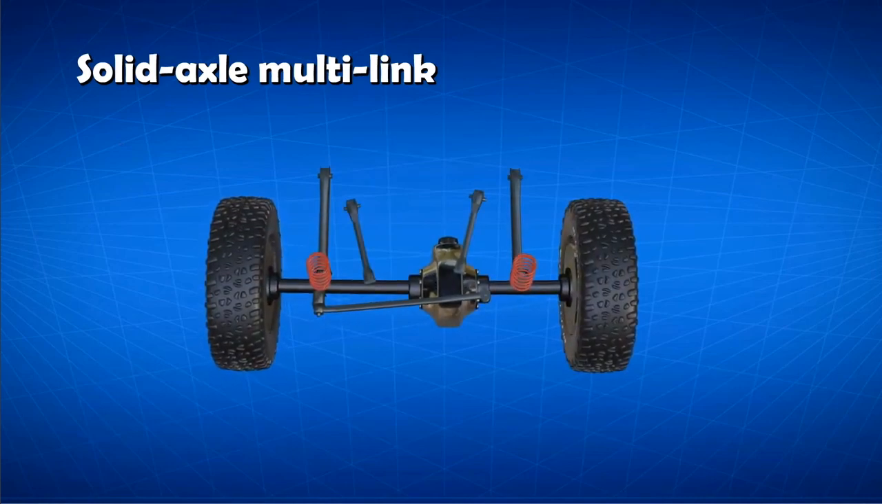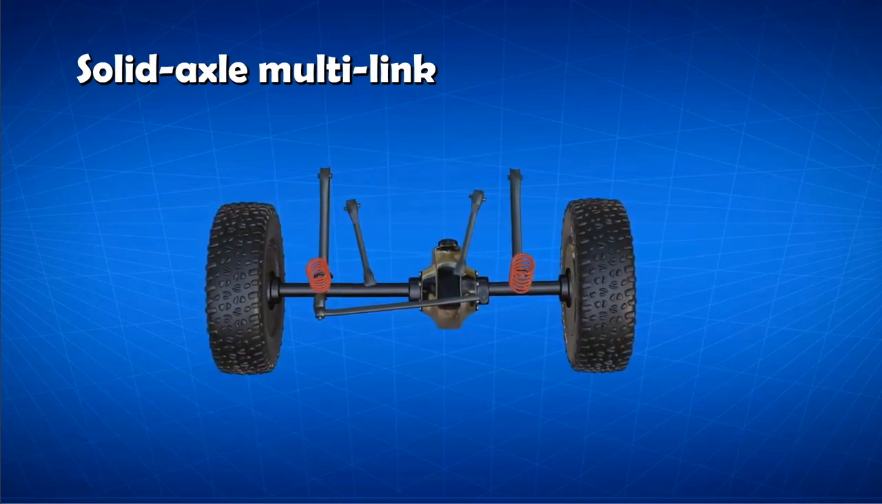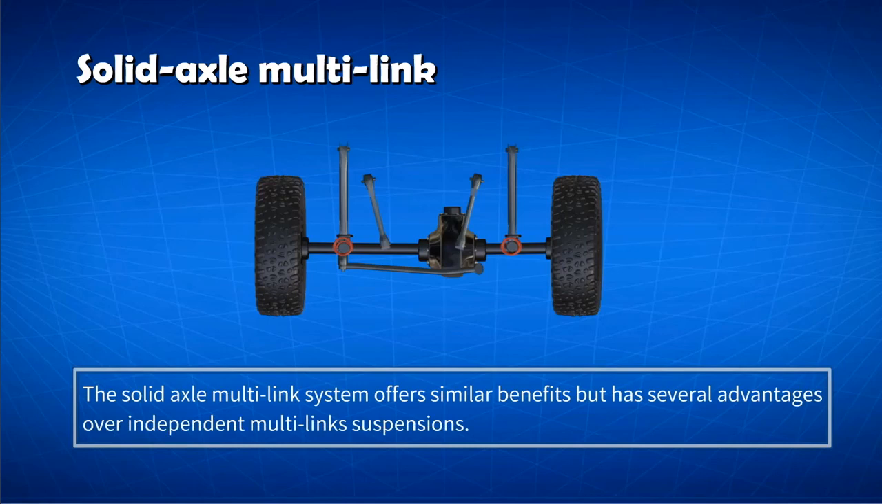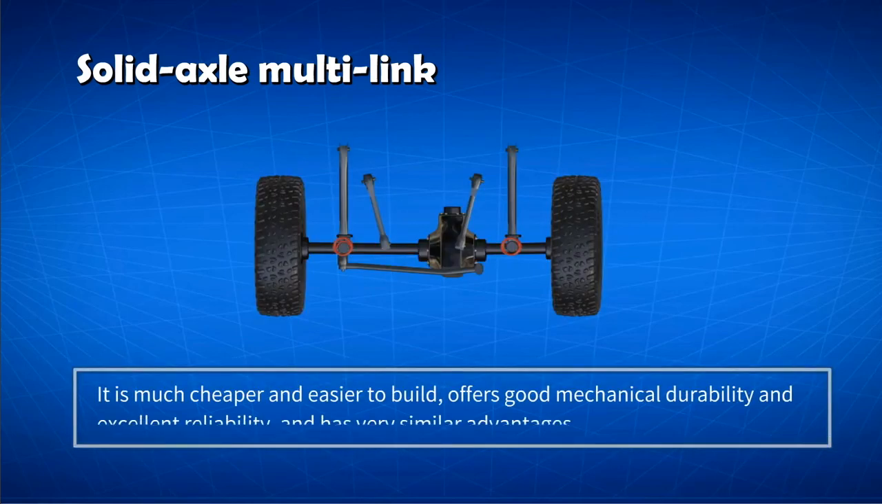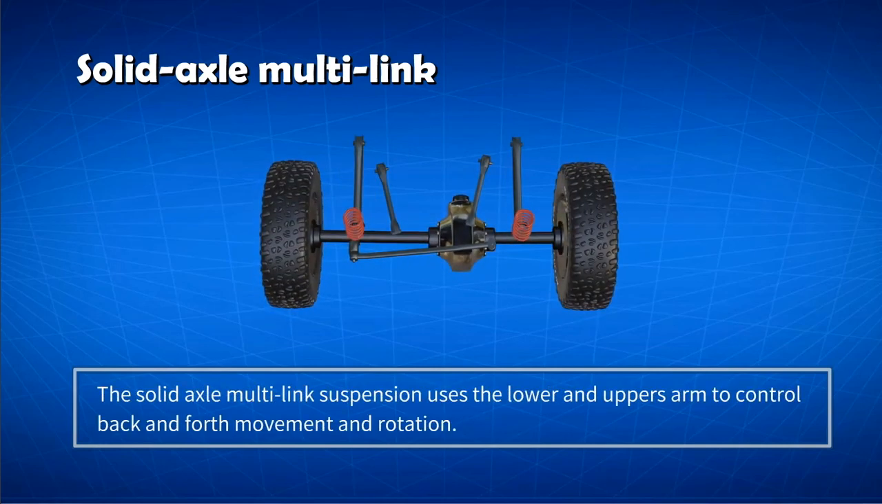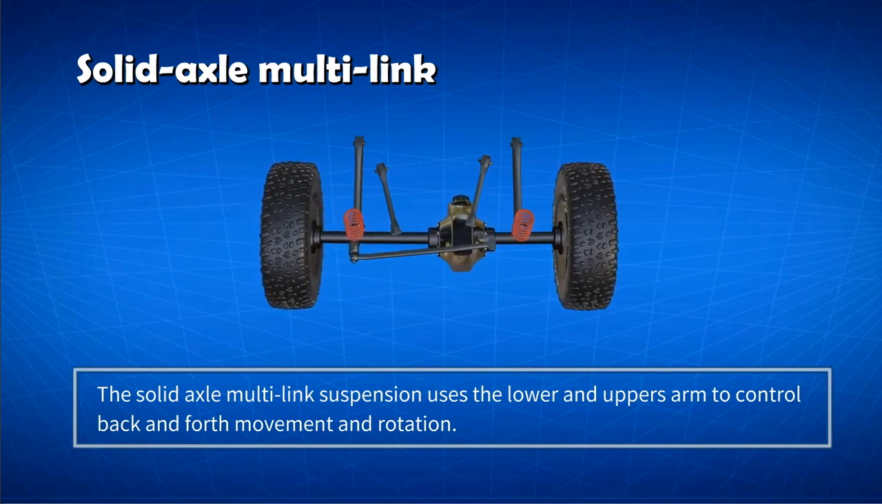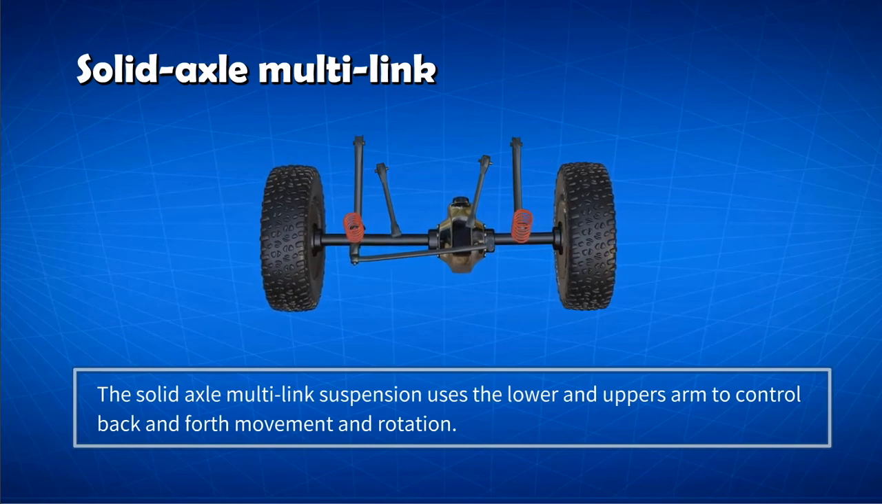Solid axle multi-link suspension. A variation of the same concept is the solid axle multi-link system. The solid axle multi-link system offers similar benefits, but has several advantages over independent multi-link suspensions. It is much cheaper and easier to build, offers good mechanical durability and excellent reliability, and has very similar advantages. The solid axle multi-link suspension uses the lower and upper arm to control back and forth movement and rotation. This rotation occurs during acceleration and braking.